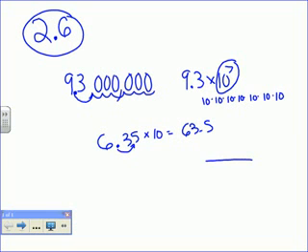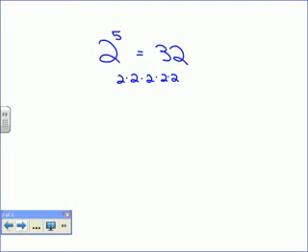If you do some other things with exponents, like 2 to the 5th, there's going to be how many of them? 5 of them. So this one you can maybe even just do in your head. 2 times 2 is 4, times 2 is 8, times 2 is 16, times 2 is 32.